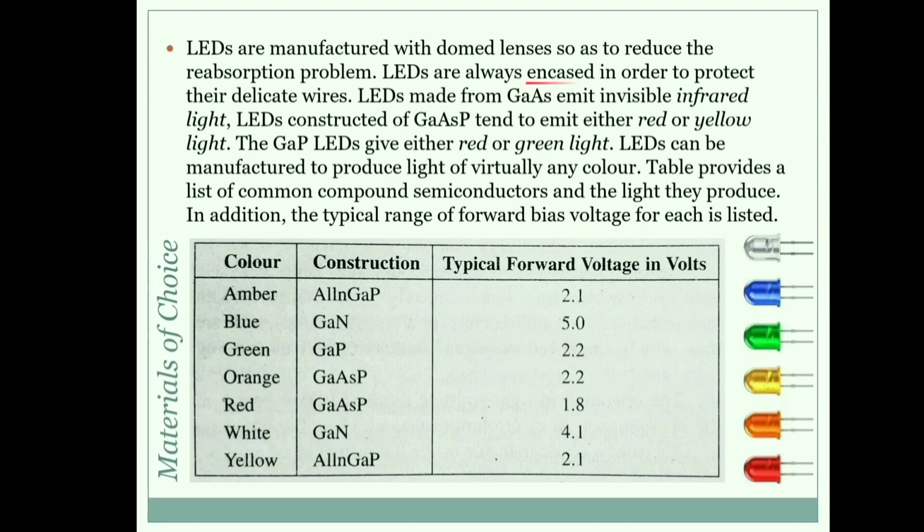LEDs are always encased in order to protect their delicate wire. As you can see in the table of materials of choices, by applying different forward voltages and combining different semiconductors, we will get different colors of light. So, LEDs can be manufactured to produce light of virtually any color. So, two aspects affect the color of the light: the material used and the voltage given to the semiconductor diode, which is working in forward bias.